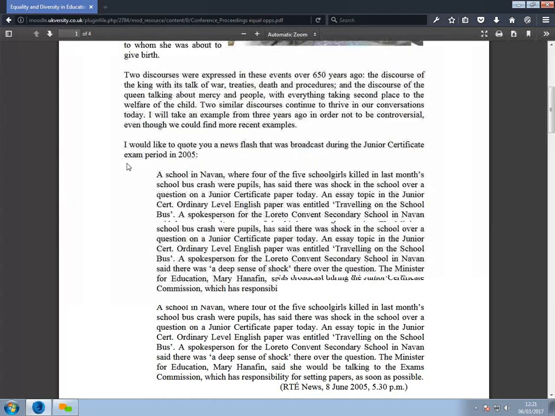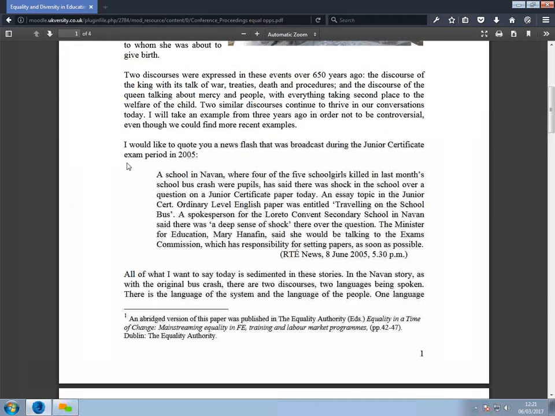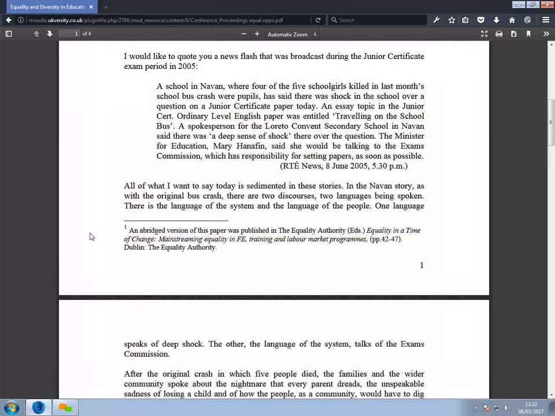In our school buses in Navan, in Ireland, they were just about to come up to some exams. One of the questions in the exam was about traveling to school and buying books, and there was a deep sense of shock over the question. The Minister of Education would be speaking to the Exams Commission, with responsibility for setting papers, as soon as possible. That's okay, and it seems to be sedimented in those two stories. There are two discourses, two languages being spoken.